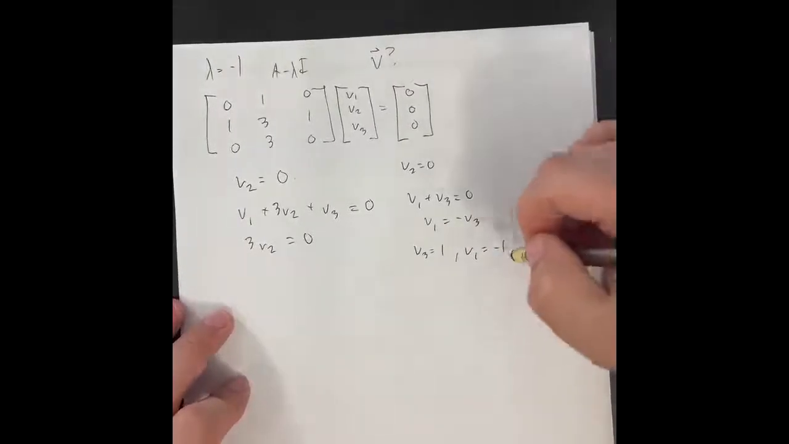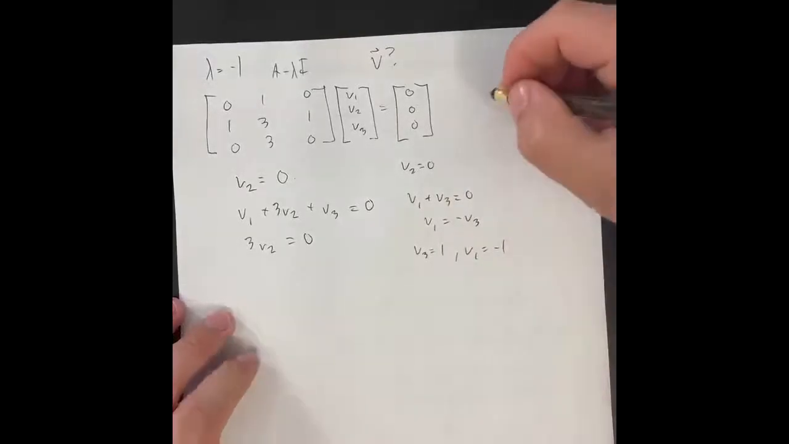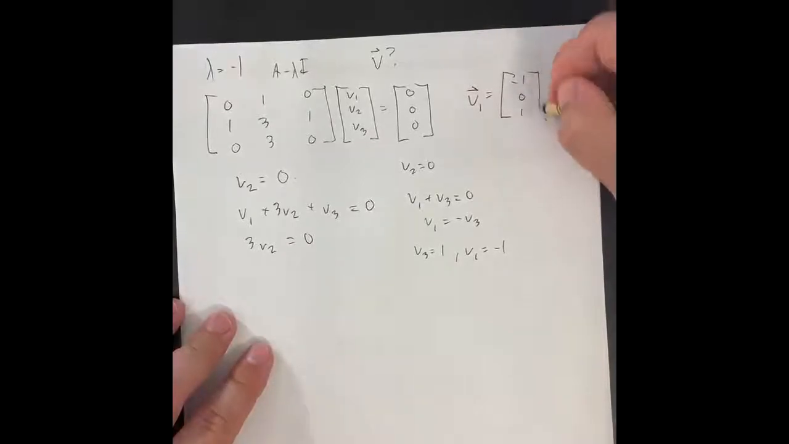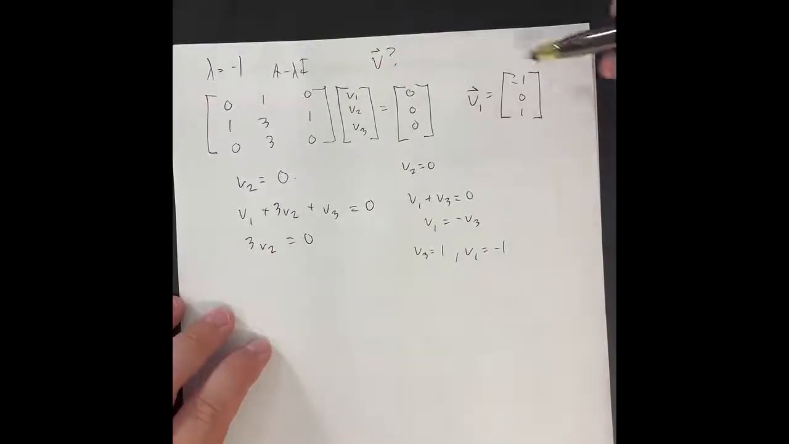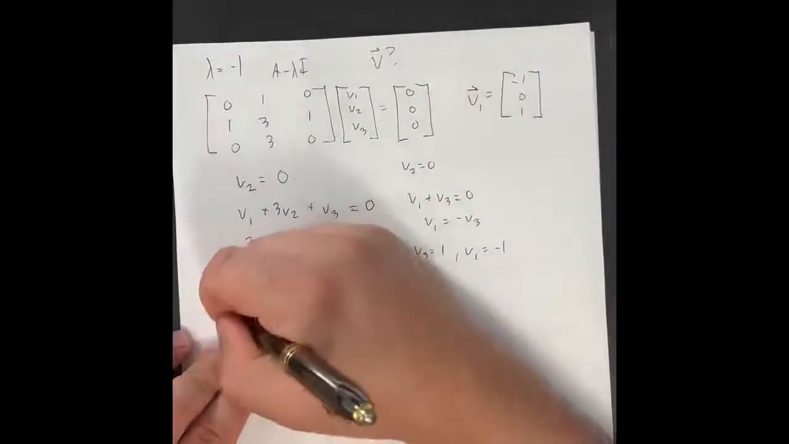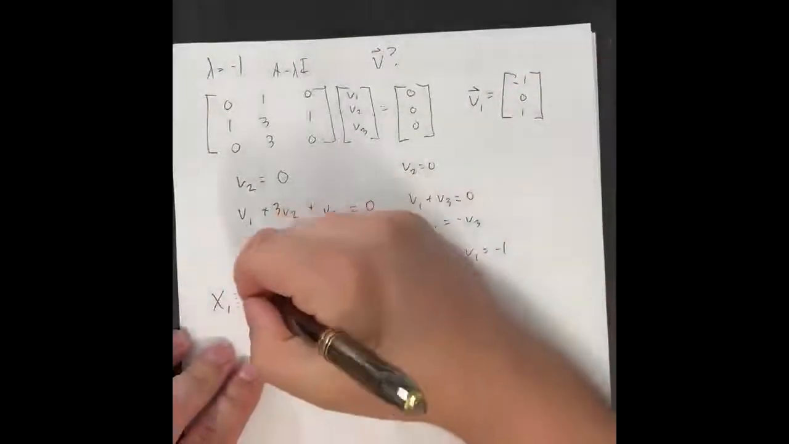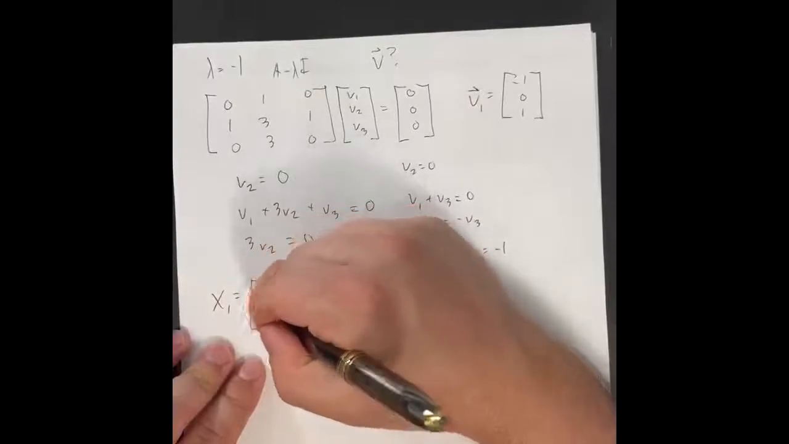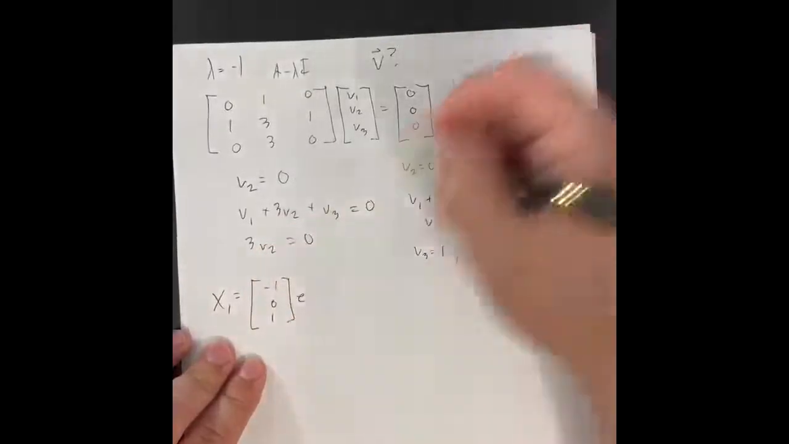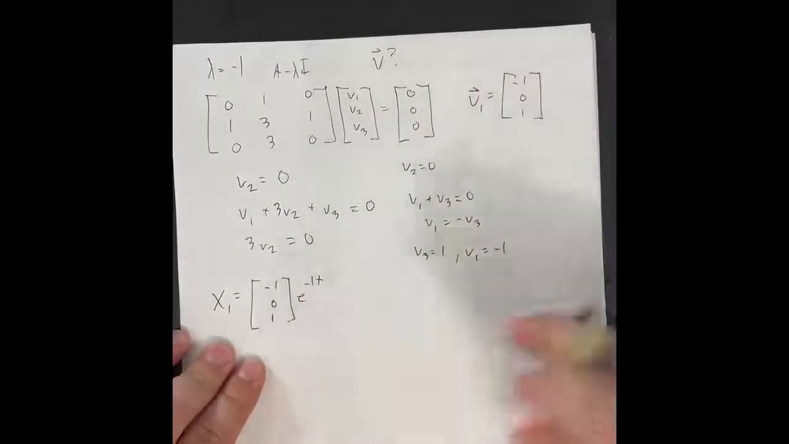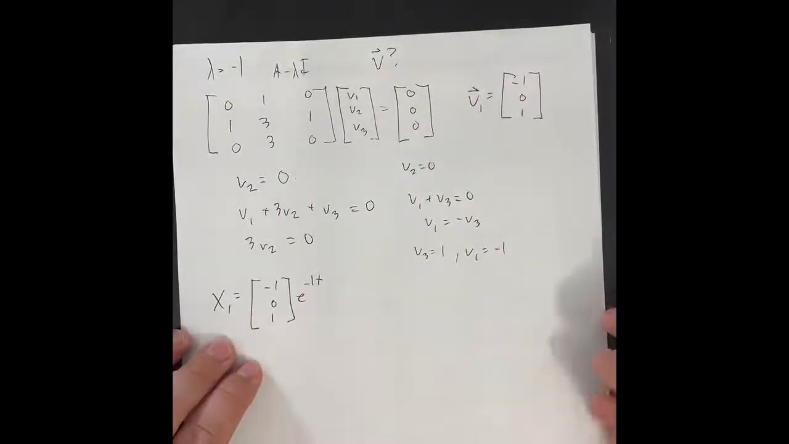All right, so we know v1, v2, and v3, so we can write down our eigenvector as negative 1, 0, 1. That's our eigenvector. Okay. So that's how we solve it, and that also gives us one of the solutions: this vector, negative 1, 0, 1, times e to the negative 1 times t. Okay, that's a solution to the differential equation.